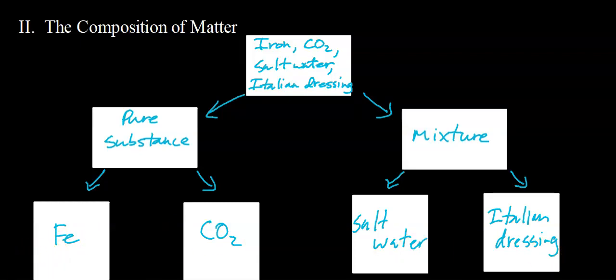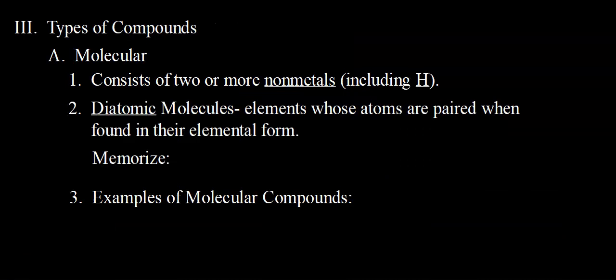This should be reviewed. All right, there are two types of compounds. They're known as molecular compounds and ionic compounds. We'll start with molecular compounds. These consist of two or more nonmetal atoms, and this does include hydrogen. Remember, just because hydrogen is to the left of the zigzag does not mean it is a metal, it is a nonmetal. We have these things called diatomic molecules.